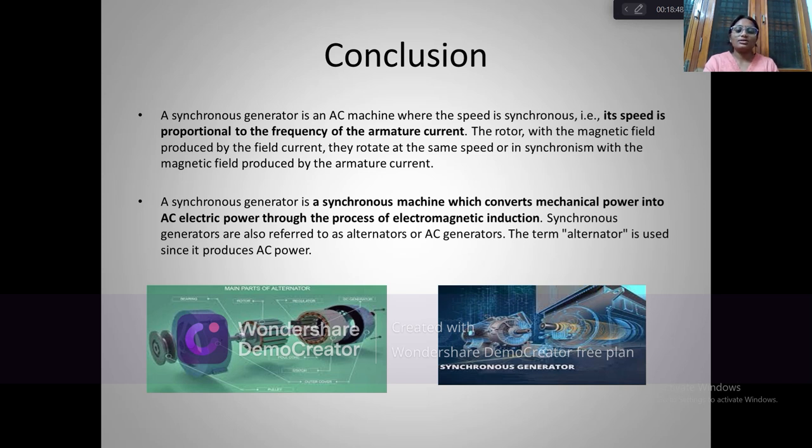We discussed it now, right? The term alternator is used since it produces AC power. These are some detailed pictures of the synchronous generator. This is about the construction and working principle of a synchronous generator.